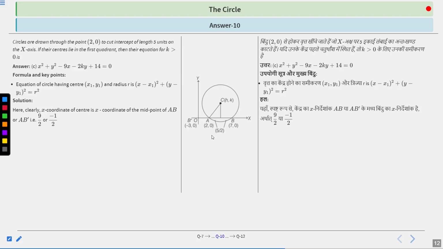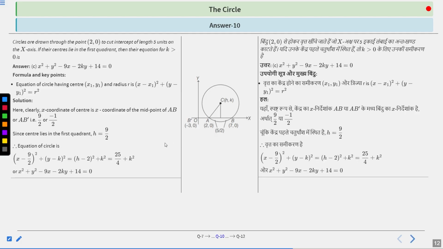Got it? Clearly, the x coordinate of the center is the x coordinate of the midpoint of AB or AB dash. That is C. What will be the midpoint of AB? We have the coordinates of A, B, and B dash. So the midpoint of AB will be 9 by 2 and the midpoint of AB dash will be negative 1 by 2, right? Since the center lies in the first quadrant, therefore h should be 9 by 2. Clear? Therefore, we will reject the point B dash to make the circle, right? Because the center should lie in the first quadrant.